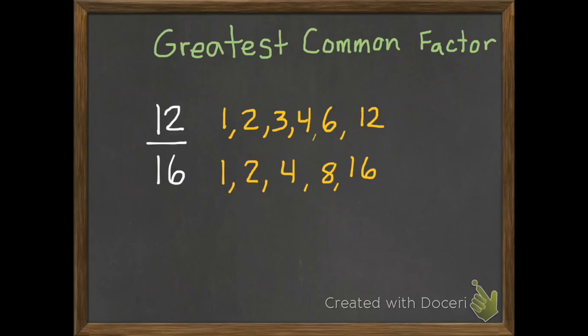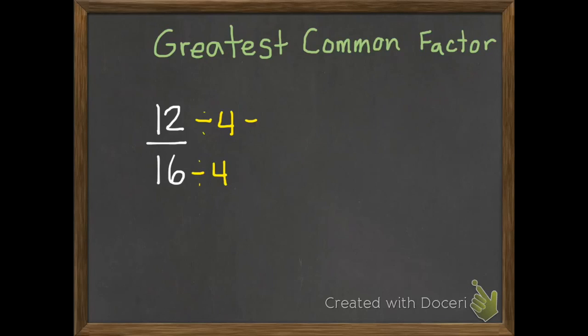So what number do they have in common, or the same? They don't both have a 12, they don't both have a 6, but they do both have a 4. So 4 is our greatest common factor, and that's the number that you're going to divide each of our numbers 12 and 16 by, so that you only have to divide once instead of 2 or 3 times. So this is a good shortcut.